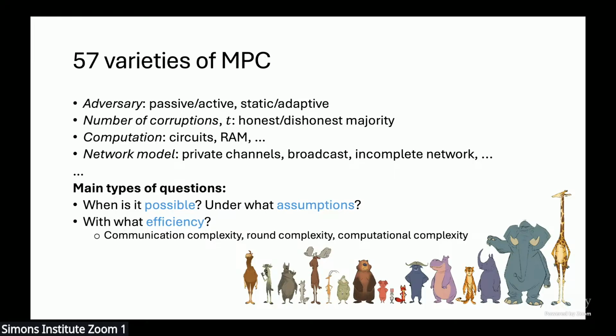So with research in MPC, we usually ask the basic feasibility questions of what's possible under what kind of assumptions and settings. And especially what's becoming very popular these days as MPC is becoming more practical is what kind of efficiency we can achieve in carrying out these tasks. And this can be measured in different ways. I guess the main ones would be communication complexity, so the amount of data sent over the network, the round complexity, the number of rounds of interaction in a protocol, and just the computational complexity of each party in the protocol.